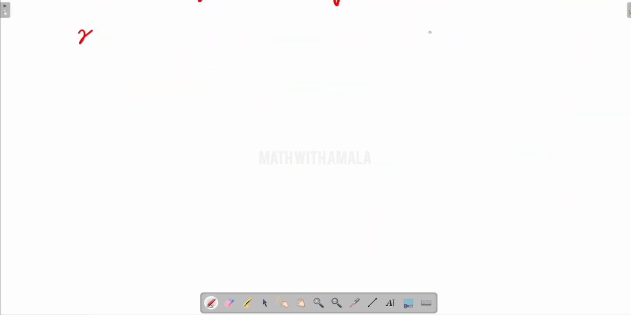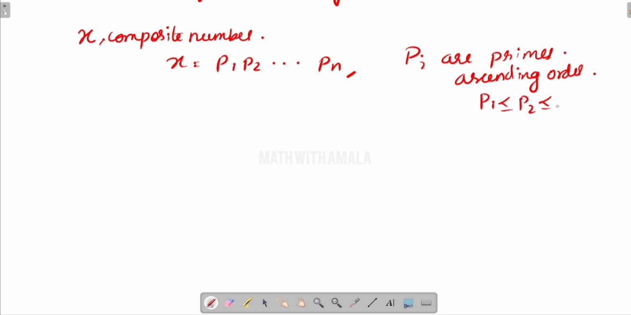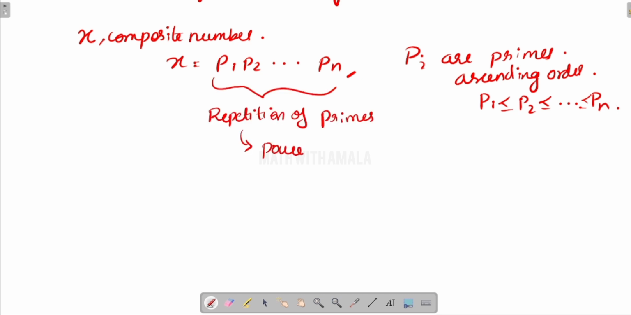Okay, let's move to the next concept, which is the representation of composite numbers as a prime factor product, or prime power product. Let's take a composite number x, where x is equal to p1 into p2 into etc. into pn, where p1, p2, etc. pn are the primes written in ascending order, like p1 is less than or equal to p2 is less than or equal to etc. less than or equal to pn. So this is the representation of the composite number in the prime factorization method.